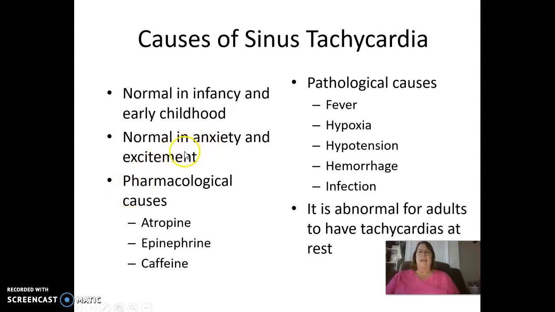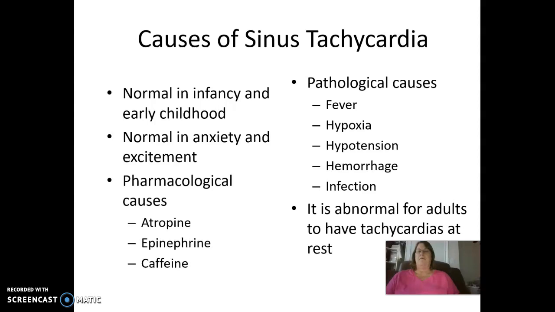If I had an infant who was 100, I would be worried. It's normal in anxiety and excitement. But there are also pharmacological reasons it happens. For instance, atropine. Atropine is a medication that we give for slow heart rates, but of course then it can cause a rebounding effect of causing a tachycardia.